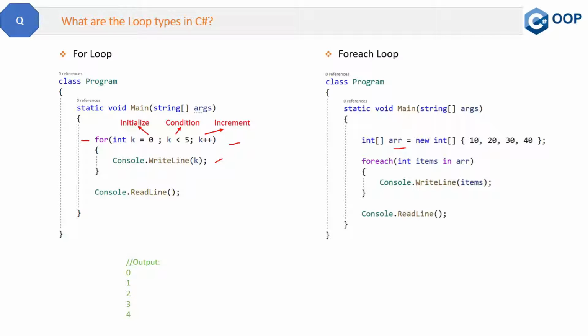Now in this loop, there is one benefit: no initialization, no condition, and no increment is required as it is required in the for loop. So this is the advantage of this foreach loop. Now this is the output, and it is very much expected. 10, 20, 30, 40 will be printed in the output. So this will be the result of the foreach loop.